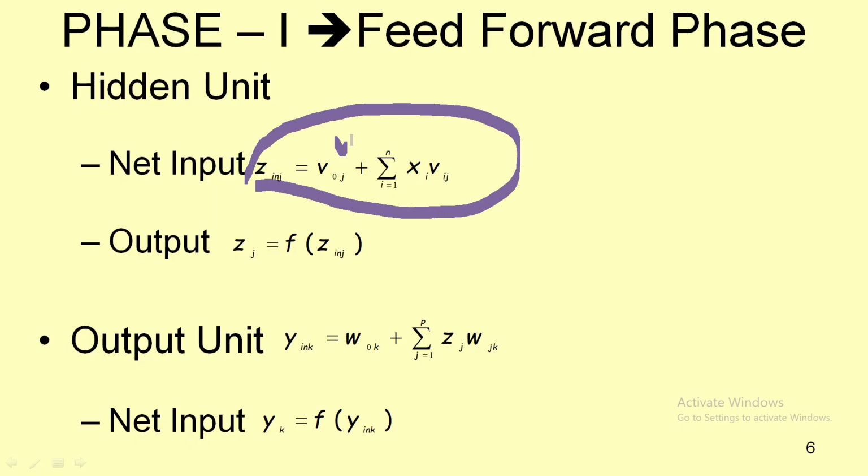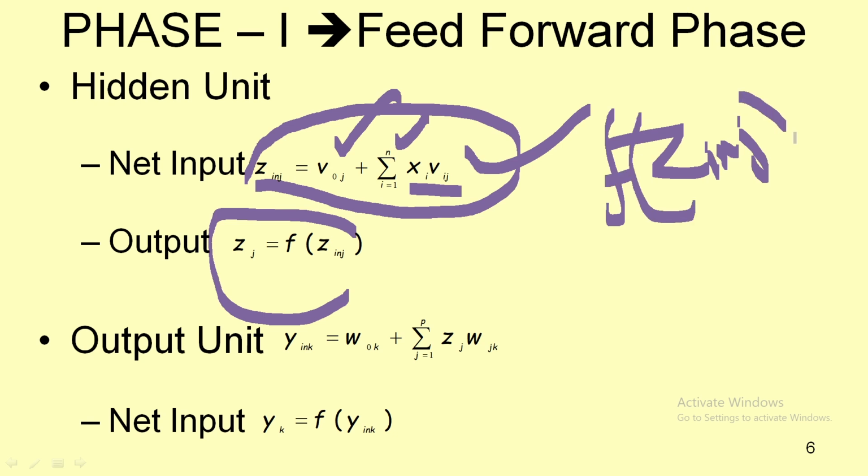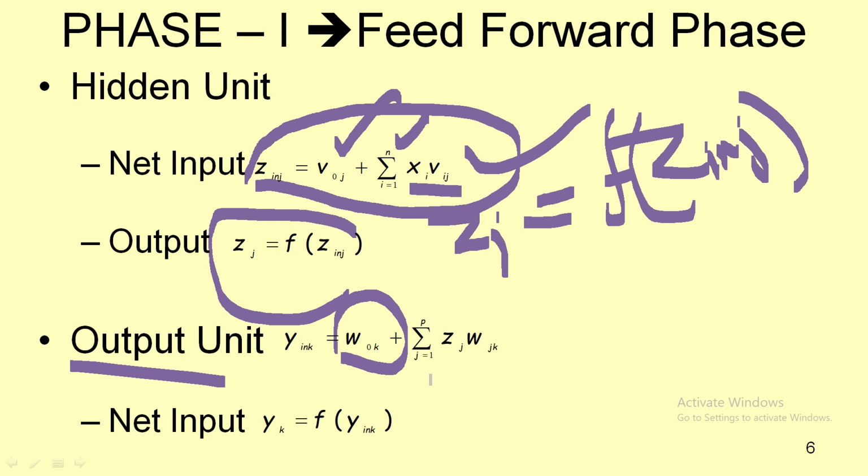That is, here you have a bias plus the summation i equal to 1 to n of xi Vij, because the weight parameter notation given is V. So V1j. The output is calculated over the net input. What is the net input? Z_inj is the net input. Over the net input, you have to apply the activation function in order to calculate the Zj value. Likewise for the output unit, you have W0k, that is the bias value, plus the summation j equal to 1 to p of Zj Wjk. So likewise for the net input. So this is the feed forward phase.